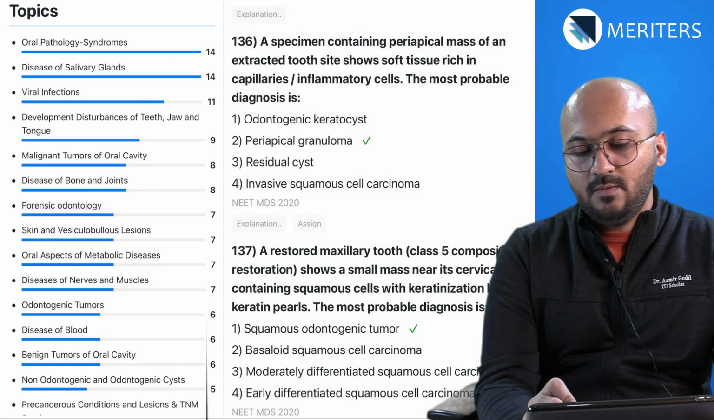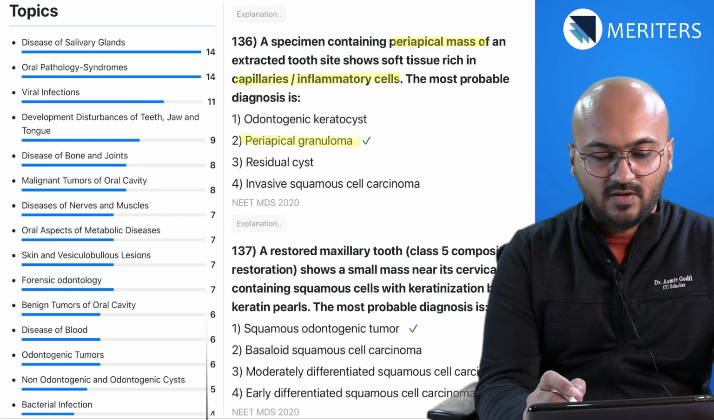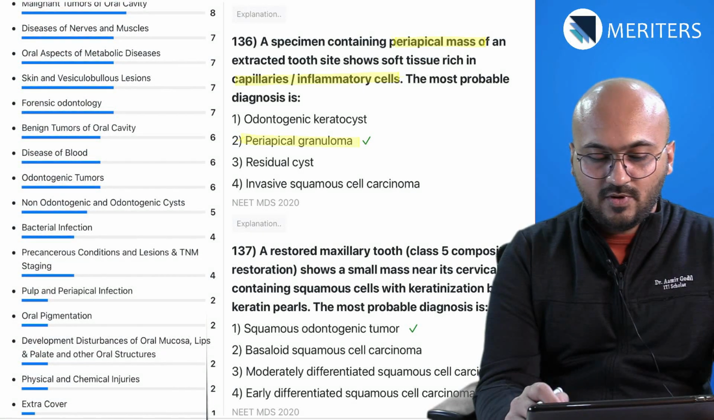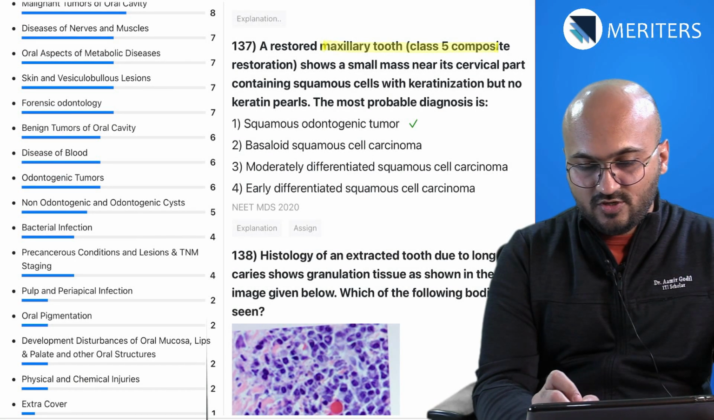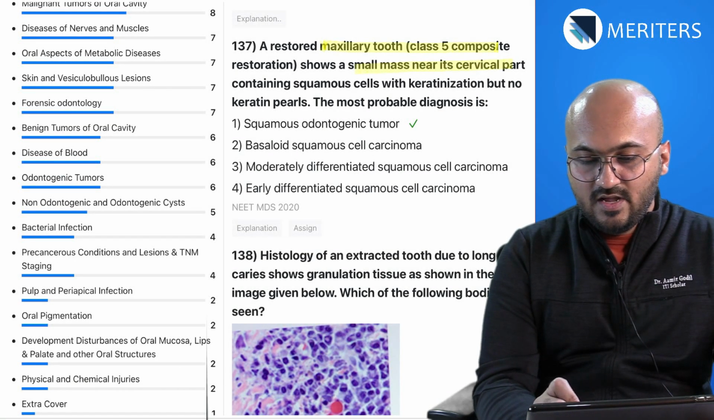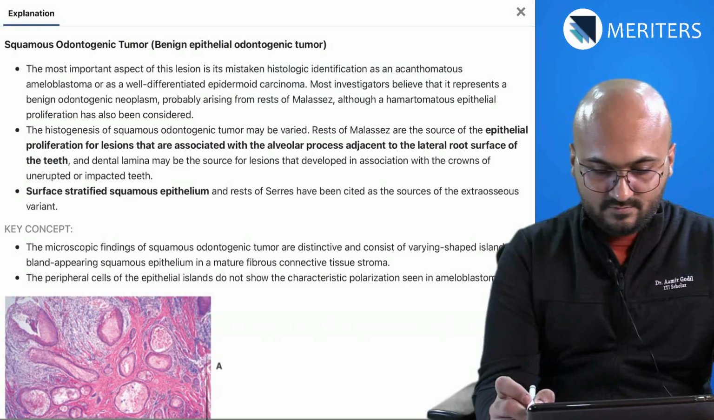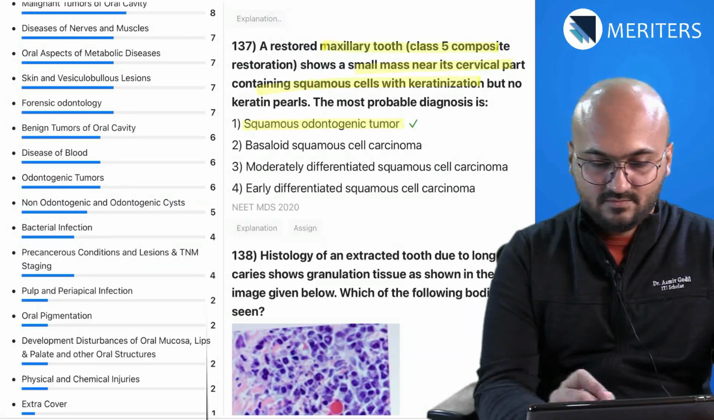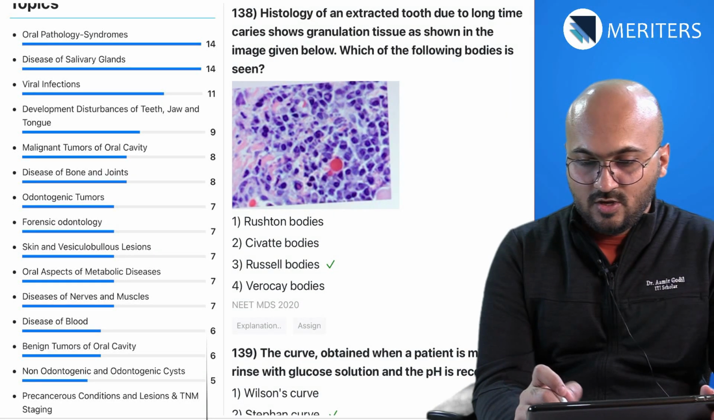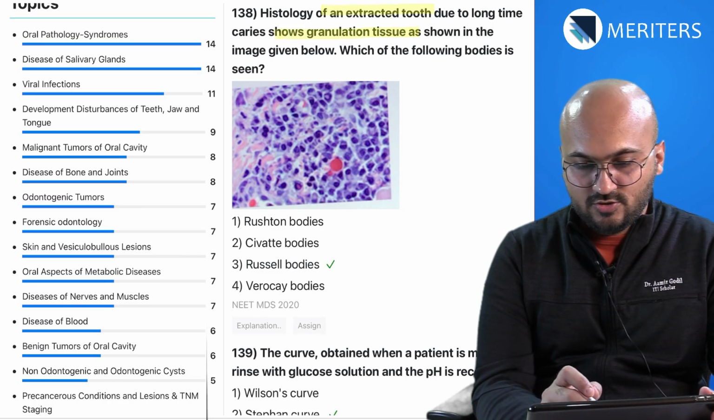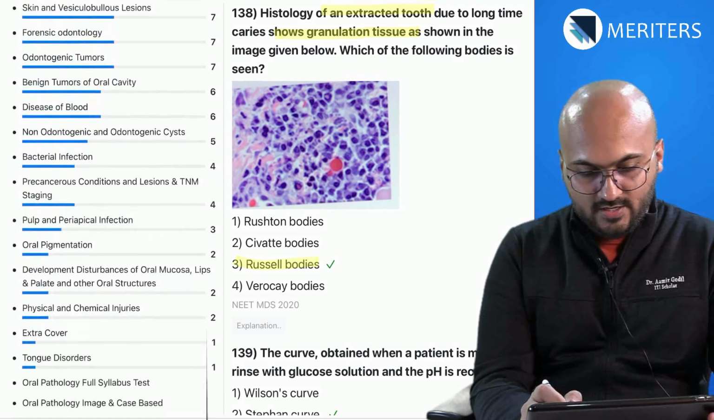Then a specimen containing periapical mass of an extracted tooth is showing capillaries and inflammatory cells. It is most likely to be a periapical granuloma. So we'll classify that under pulp and periapical infections. Then a restored tooth with a class 5 composite restoration is having a small mass near its cervical part. And there is keratinization of squamous cells. This is SOT. And the histology. Then the next question is a histology section of extracted tooth showing granulation tissue after long caries. There are Russell bodies. So we'll put that under pulp and periapical.